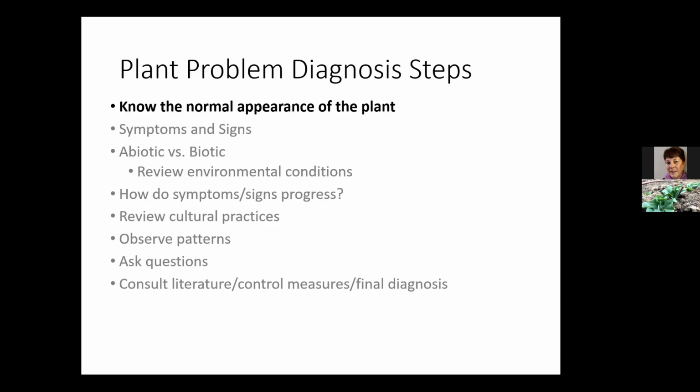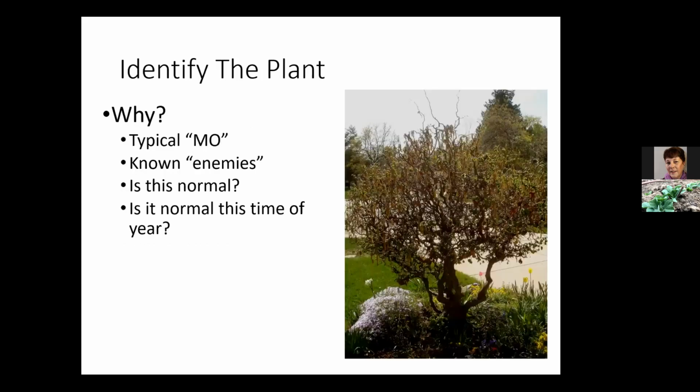So we need to identify our plants. And number one, this is because a lot of our pathogens will affect certain plants. A lot of our plants have certain pathogens that affect them, so they have the known enemies. And then we can also look at the plants and say, well, is this normal? Is this plant supposed to look like this? Or is it normal for this time of the year?